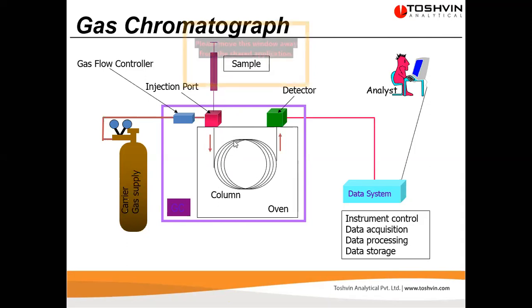The role of the column is very important again. It does all the separation work. If I am injecting a mixture of A, B, C, it is the responsibility of the column to separate A from B and C, so you should get three different peaks. Accordingly, column selection is very important. And then the detector. Whatever compounds come, the role of the detector is to amplify the signal and give it in a readable format so that you can see it on your system. So this is a simple layout of a GC chromatograph.